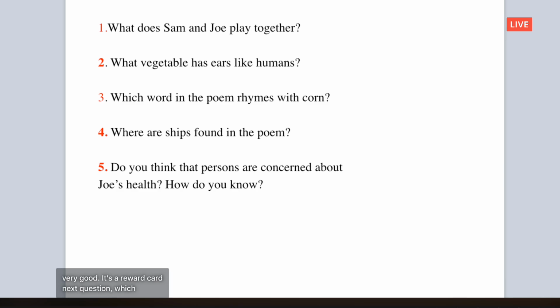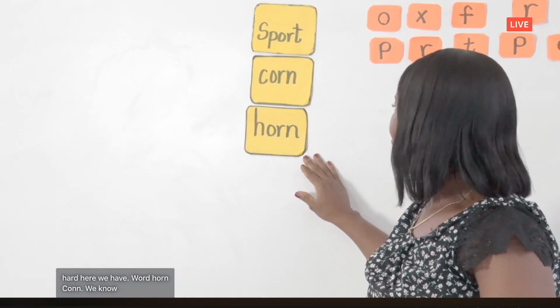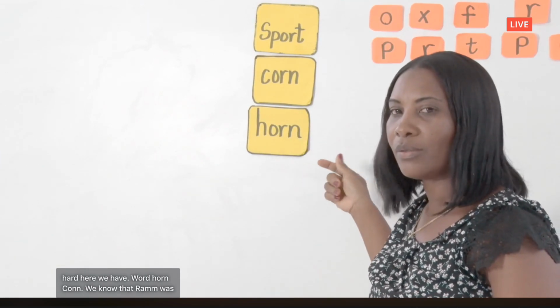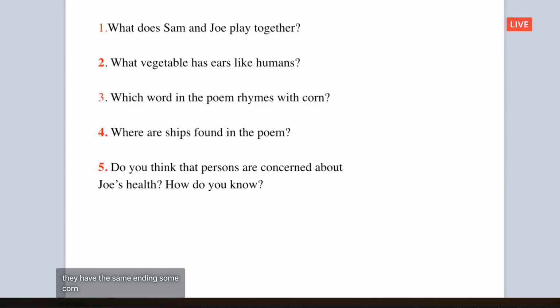Which word in our poem rhymes with corn? Which word rhymes with corn? Yes, horn. Here we have our word horn. Corn, horn, and we know that rhyming words have the same ending sound. Corn, horn. Good job. Our next question.